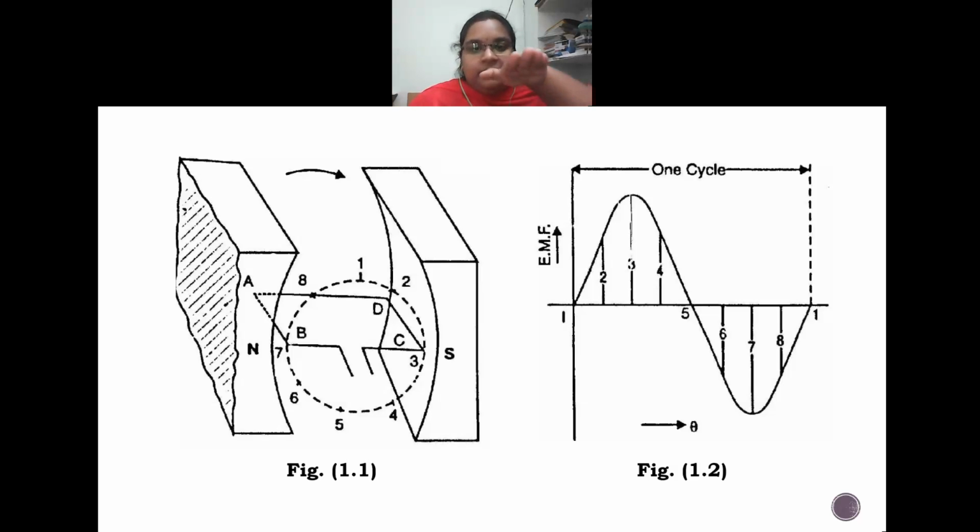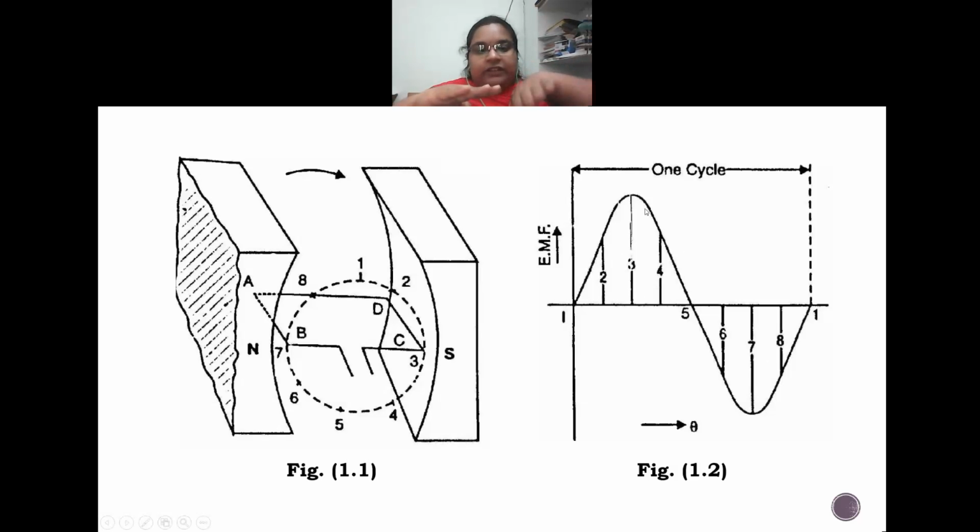Now, let us say the third position, that is totally opposite to the EMF. If the conductor is like this and the magnetic field is like this, now the total conductor is cutting this magnetic field. That means a large amount of EMF will be generated in the conductor. The maximum amount of EMF induced in the conductor is when the conductor is in position 3. So here we are showing position 3.